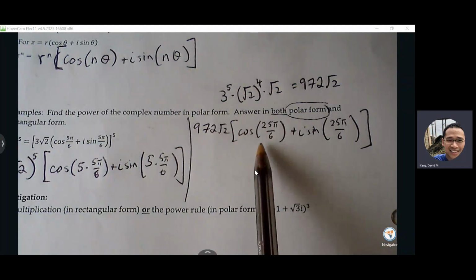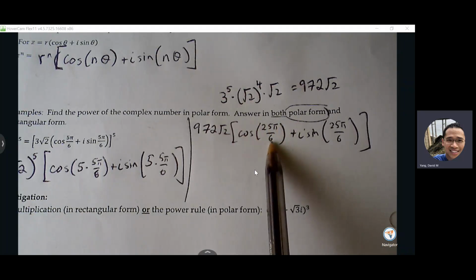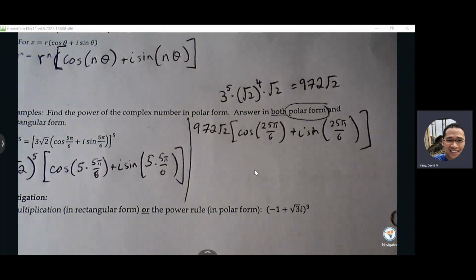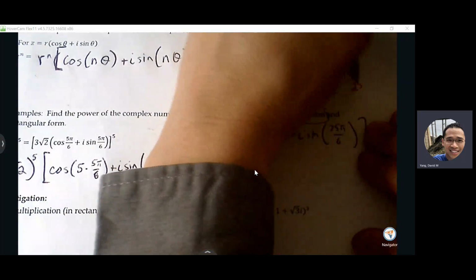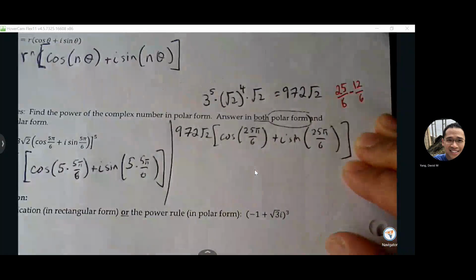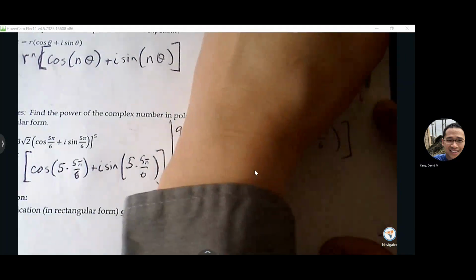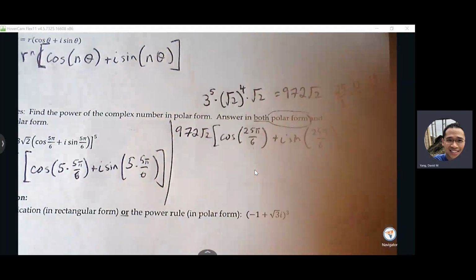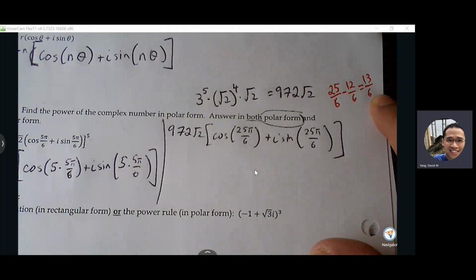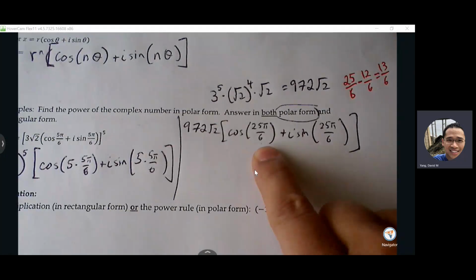Okay. Now, if you don't recognize 25 pi over 6, what can we do to make it more manageable? Subtract by 2 pi, or in this case, 12 pi over 6, because I want to match common denominators. So 25 minus 12 gives me 13 over 6. 13 over 6 is still outside my range, so I can do what again? Well, subtract another 12 over 6, so I get pi over 6. So 25 pi over 6 is the same thing as pi over 6.